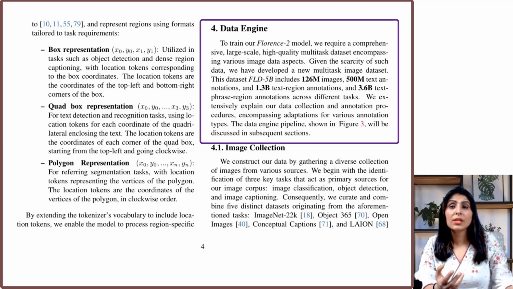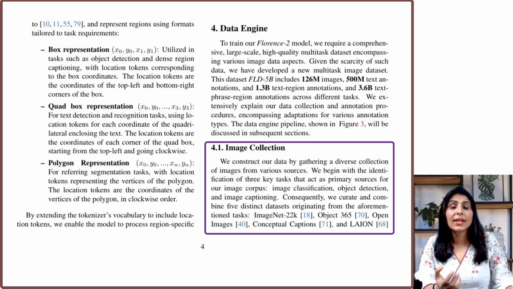Now let's talk about this image collection process. Let's see how they collected images for the FLD5B dataset. The image collection process began by identifying three main tasks that generate a lot of data about images: classifying images into categories, detecting objects within the image, and describing images with captions. So they collected data from 5 different datasets: ImageNet 22K, then Object 365, Open Images, then Conceptual Captions, then Leon. So these are the 5 datasets.